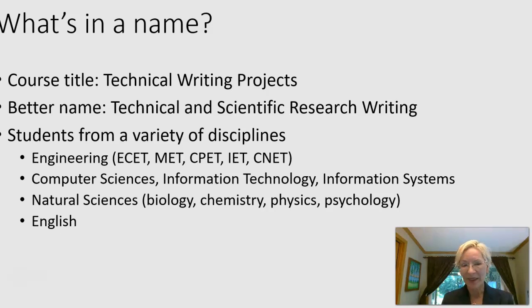But that's too complicated. So in this particular class, we have students from a variety of disciplines, and that is going to make things interesting and sometimes complicated for how we organize ourselves when we're giving feedback. We have students from engineering, so we have ECET, MET, CPET, IET, and CNET. We have computer sciences, information technology, information systems. We also have natural sciences such as biology, chemistry, physics, and psychology. And we have an increasing number of English people who are either taking professional writing as a minor or even more than that. So welcome to all of you.